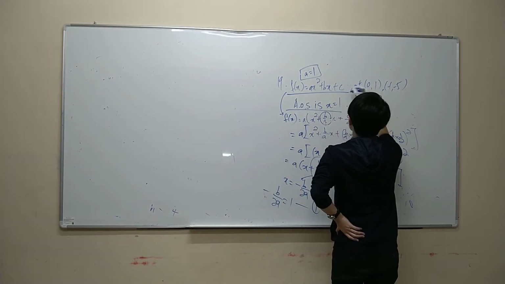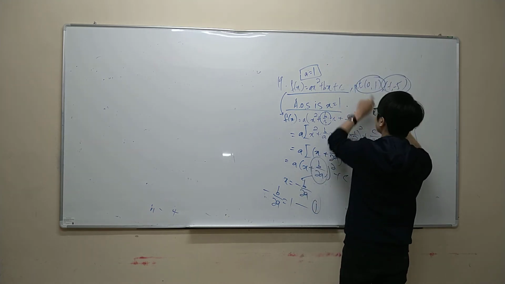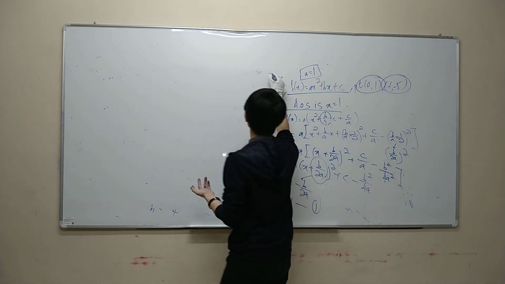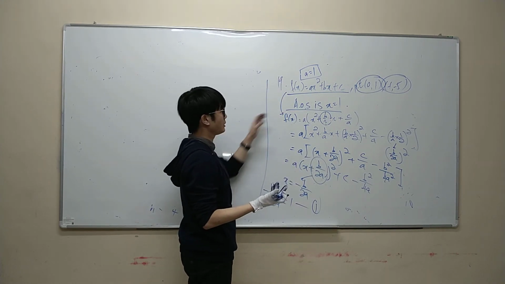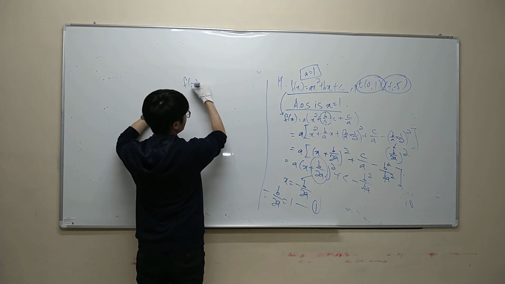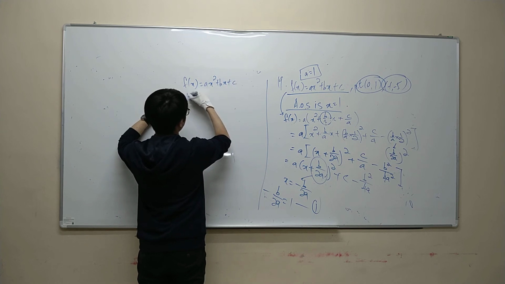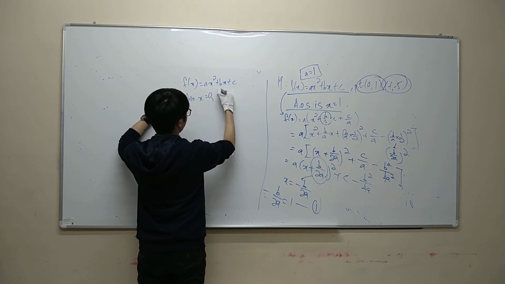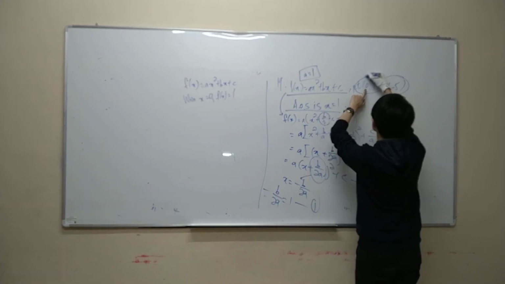Don't forget they will say that this graph passes through 0, 1 and negative 1, negative 5. If they pass through, isn't it what they are trying to say? They are trying to say that you can substitute that inside here. f(x) equals ax squared plus bx plus c, when x equals 0, f(x) equals 1. Right? Because they say it passes through.